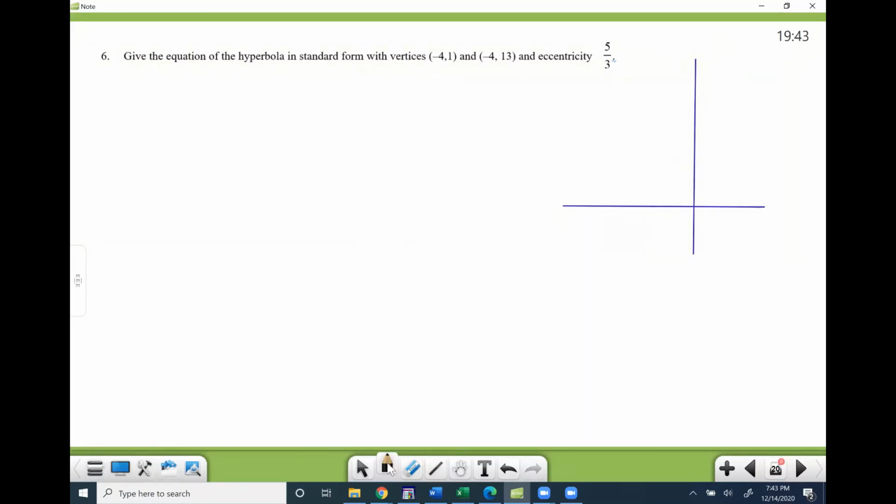Okay, so we're just going to pretend this is -4. And we're going to say this is 1 and this is 13. I just need them to guide my thoughts so I don't have to be all super specific. What are those? Those are the vertices. Since those are the vertices, it's got to be one of these guys. Since those are the vertices, it's got to face up and down, right?